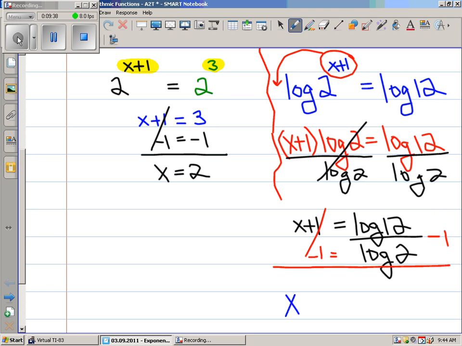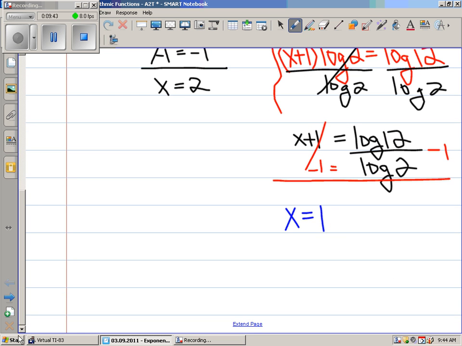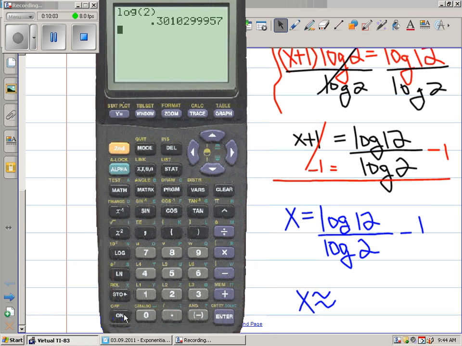And let's show how we would punch it into our calculator, right? x is going to be equal to log 12 divided by log 2 minus 1. And so x is approximately, let's punch it into our calculators, log 12, log 2, enter, minus 1. See, I did it in steps? 2.58.